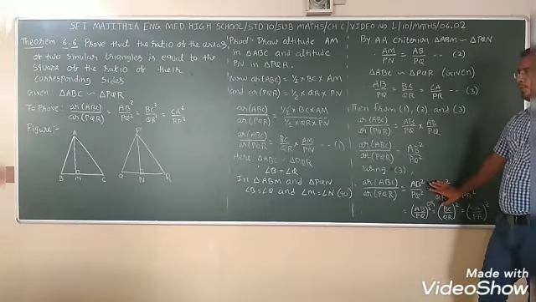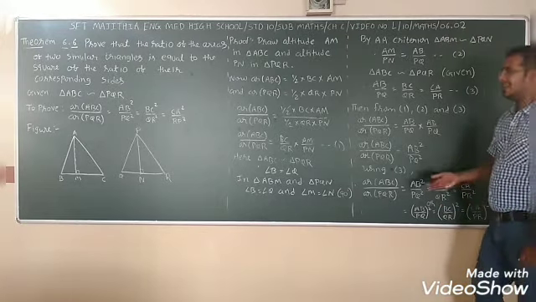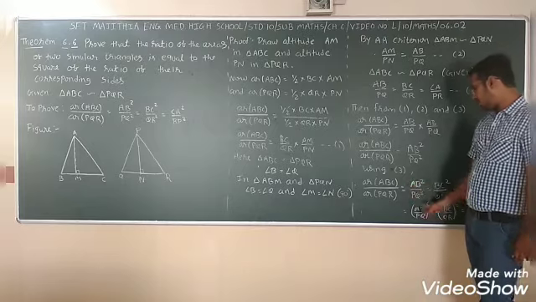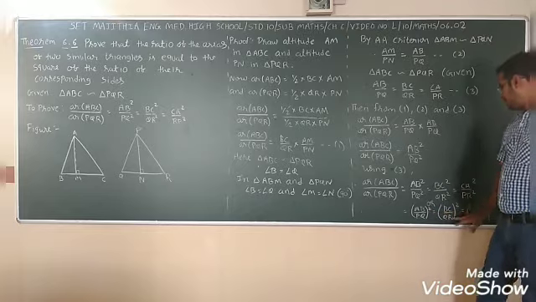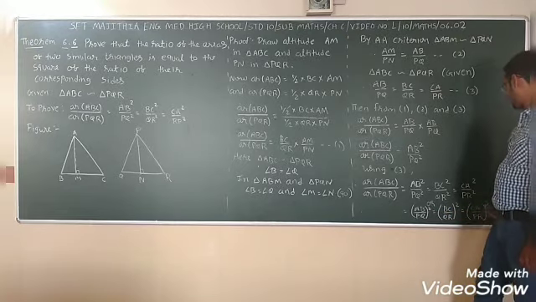Okay, we have proved it. Or, you can also write AB upon PQ whole square, BC upon QR whole square is equal to CA upon PR whole square.